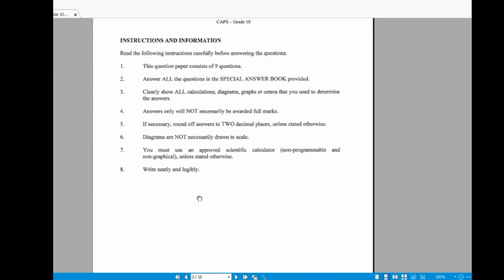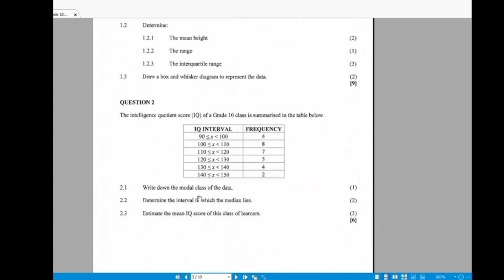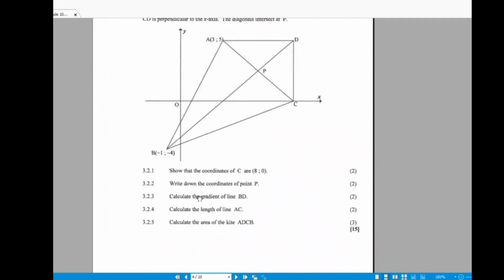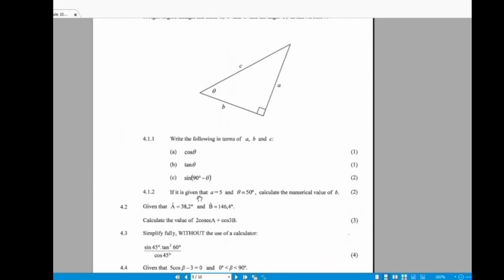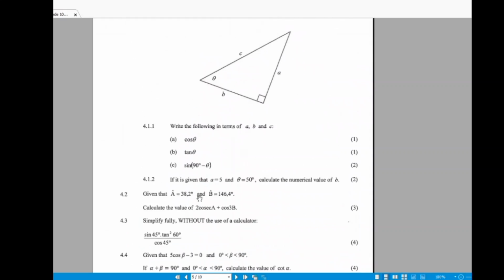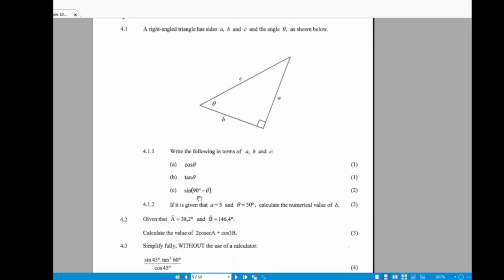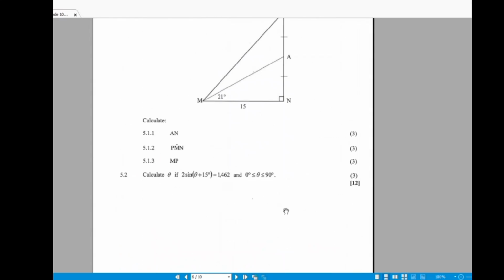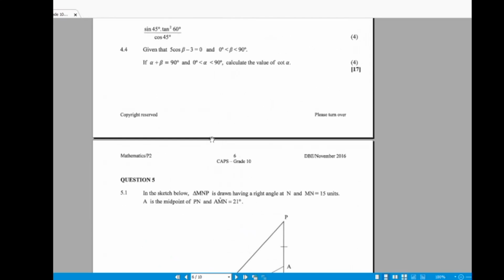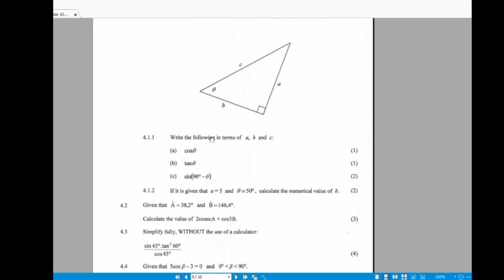Njengoba sengitshilo lapha egroupini ukuthi senze question 4 no question 5 under strict exam conditions. So question 4, it's out of 17 marks, and then question 5, it's out of 12 marks, right? So in total it's 29 marks. Under exam conditions mele was allocated 35 minutes ukuthi wenze lama questions lawa way 2, right?